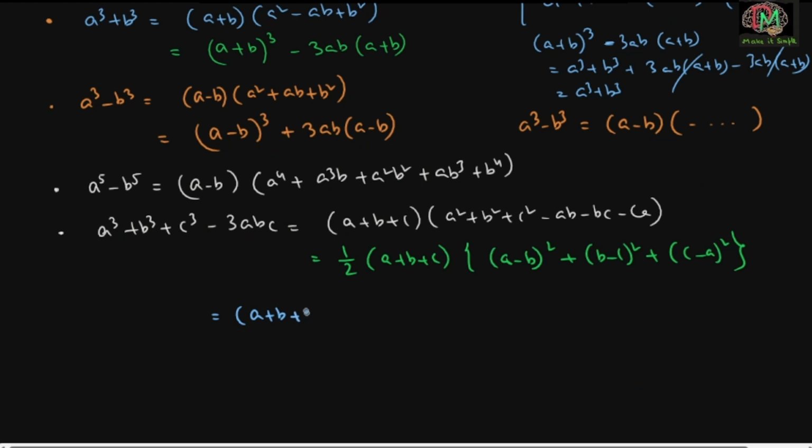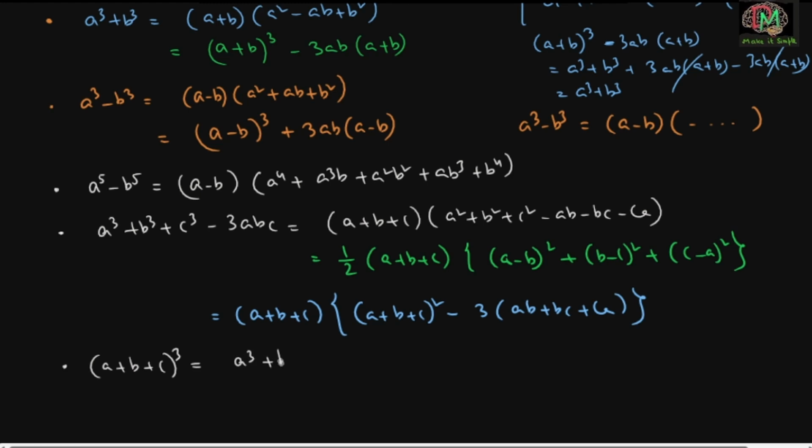It can also be written as (a plus b plus c) into (a plus b plus c) whole square minus 3(ab plus bc plus ca). And last but not the least, (a plus b plus c) whole cube is equal to a cube plus b cube plus c cube plus 3(a plus b)(b plus c)(c plus a).